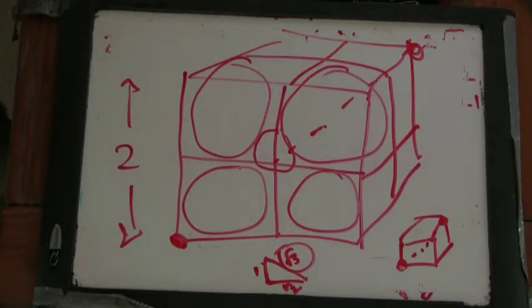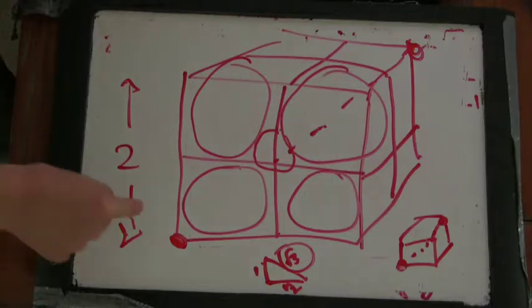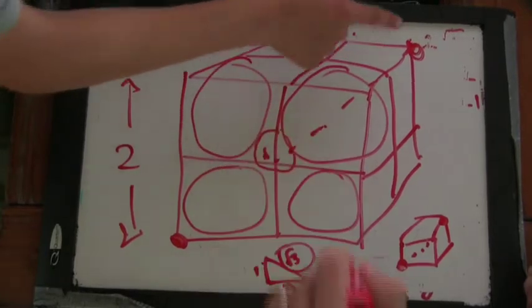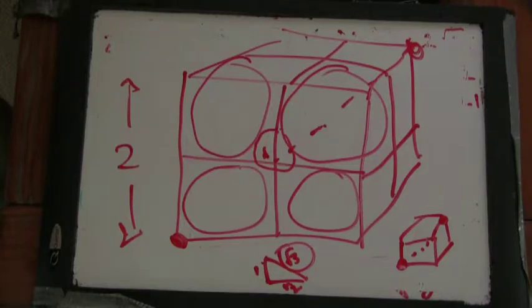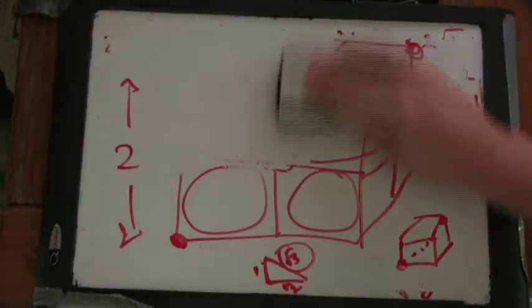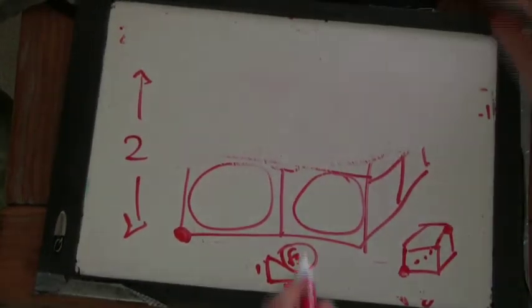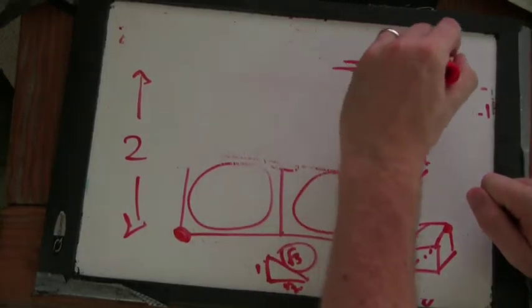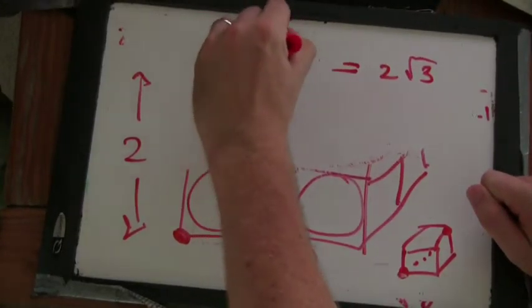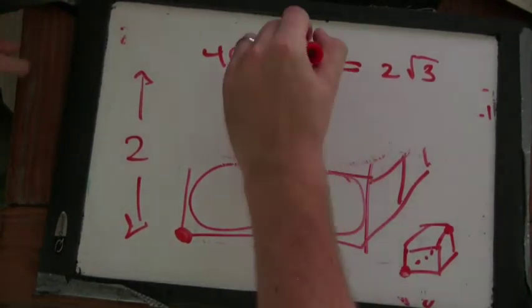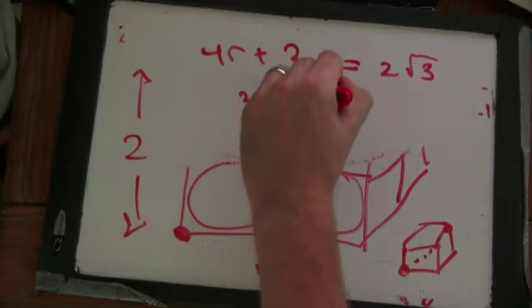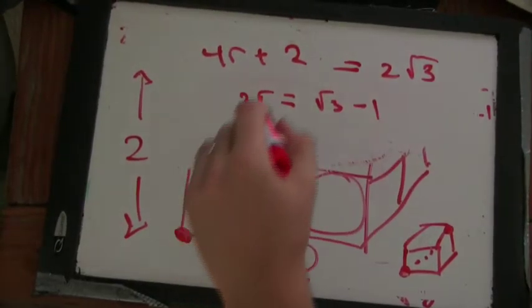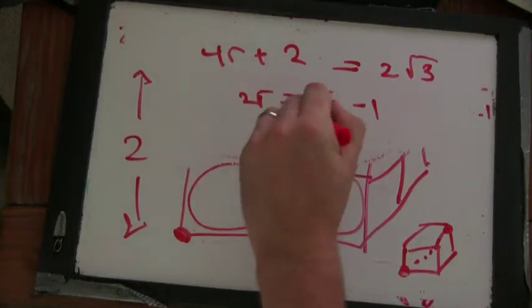And how many radii of our small sphere do we have? I think we still have 4. 4, okay. So what's our equation going to be? To be equal to 2 root 3. So 4r plus 2 plus 2 equals 2 root 3. So 2r plus 1 is 2 root 3. 2r equals root 3 minus 1. So r is root 3 minus 1 over 2.